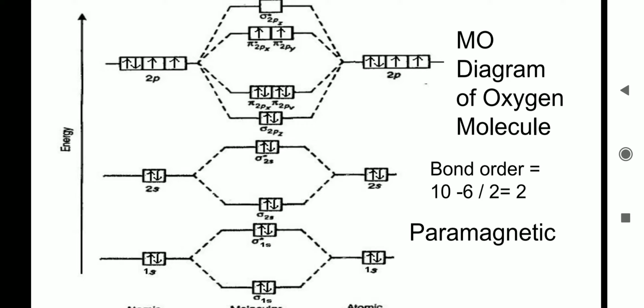Now we divide by 2 and then the bond order comes out to be 2, which means that the oxygen molecule is having 2 bonds between them. One is sigma and one is pi. It is paramagnetic in nature. Why? Because it is having 2 unpaired electrons present in it. The nitrogen molecule was diamagnetic in nature because it was having no unpaired electrons.